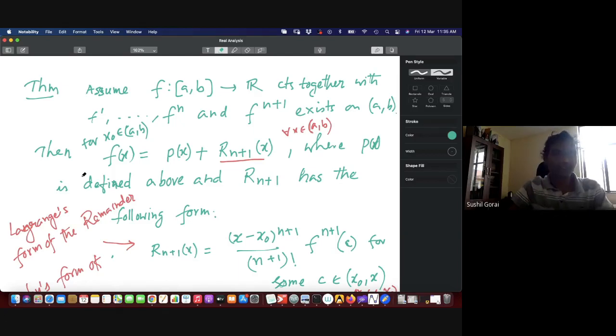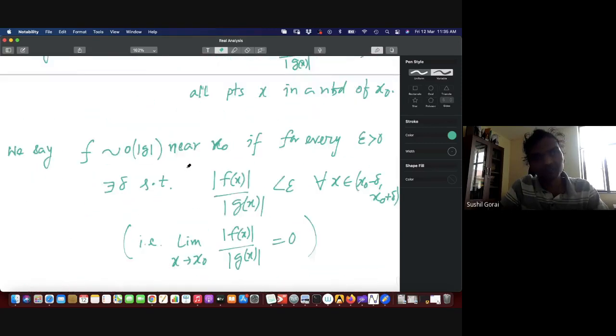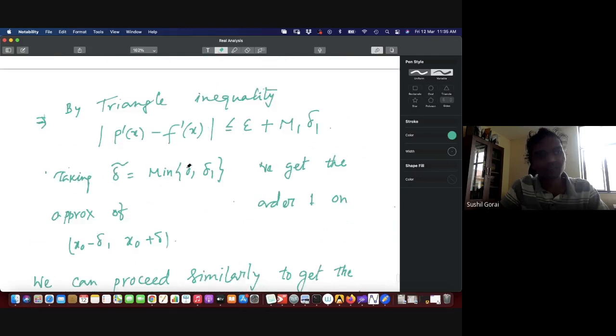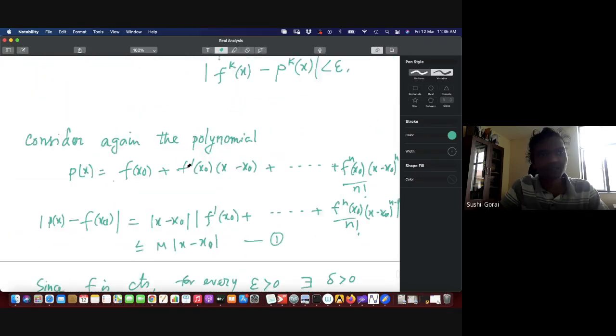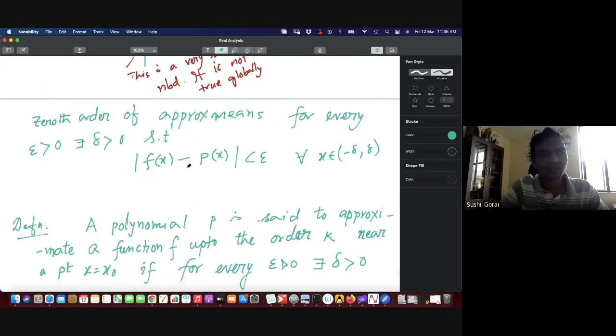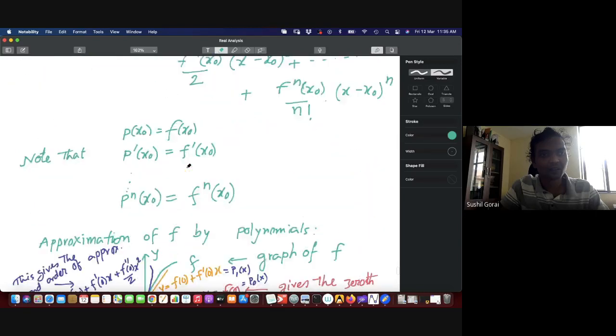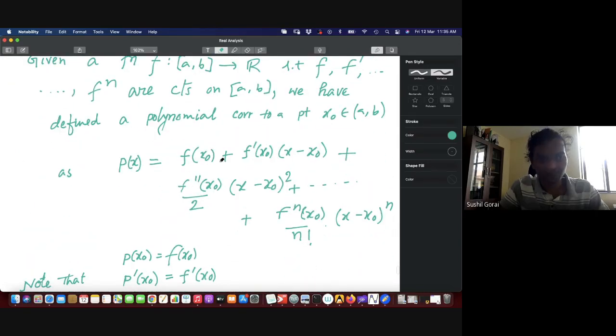Then f(x) can be represented as P(x) plus R_{n+1}(x), where P(x) is defined above. Which means, what was P(x)? Yeah, P(x) is this one. So we need the expression of P(x).